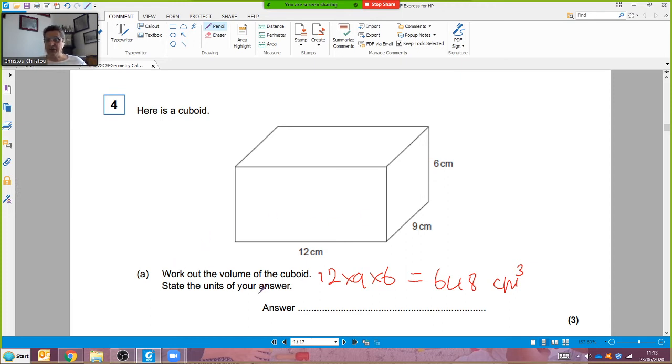It does say state your units. There's a mark for that. If I saw 12 times 9 times 6, you got all three ticks. All right? So there it is. There's your three marks. Do not do that and expect to get three marks. That's lazy, because you definitely got it right, but show where you got it from. And if you missed the centimeters cubed, please read the question carefully.